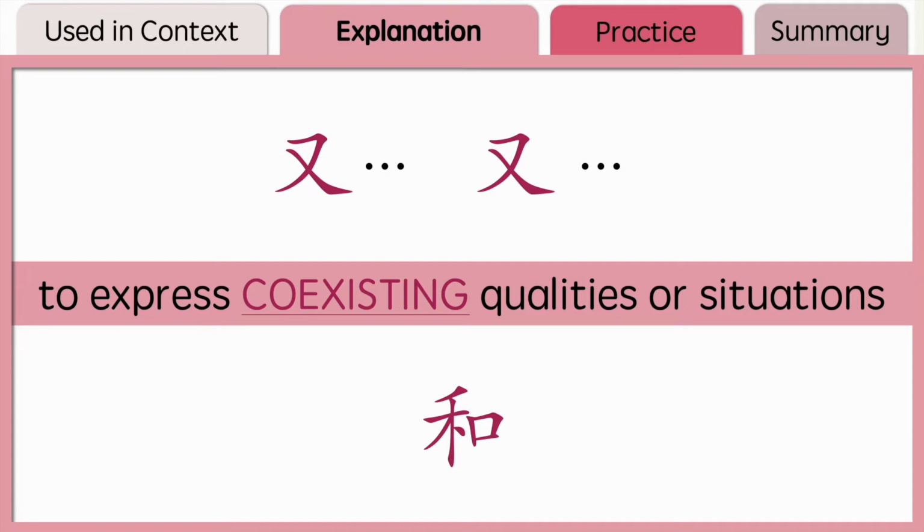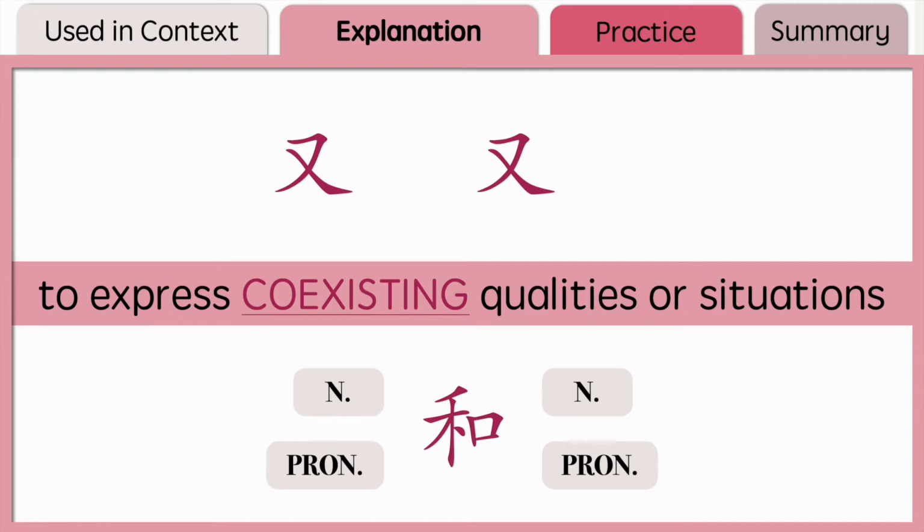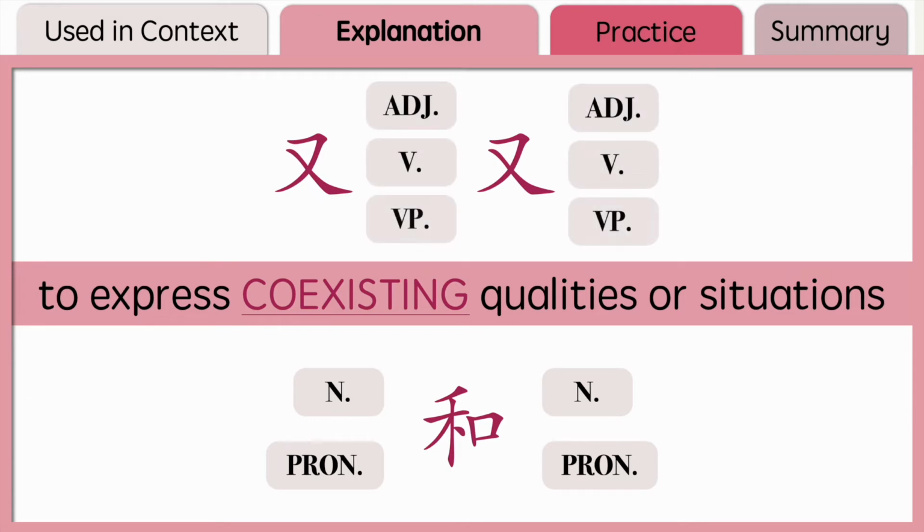Then you may be thinking, why not use 和, which means and? Well, in Mandarin Chinese, 和 only connects nouns or pronouns. So if you want to describe coexisting qualities or situations using adjectives or verbs, you must use yo-yo structure. There are other ways to say and, which you can check out from the link below. In this video, we'll only focus on yo-yo structure.